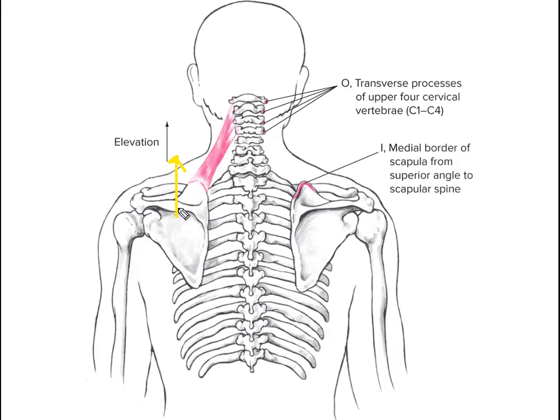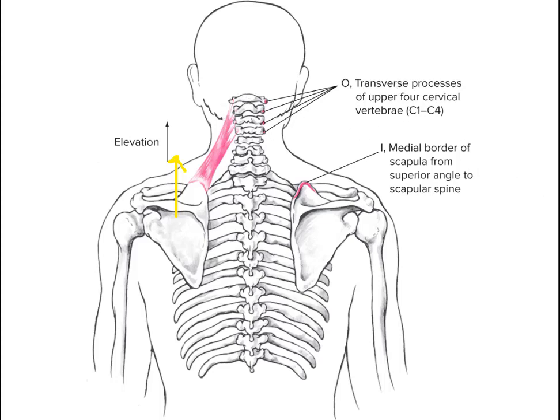But that's if the head is stable and the scapula is free to move. You're going to do that shrugging motion. So it's going to work in conjunction with the trapezius. So both the trap and the levator do scapular shrugging, elevation. But they also, because of their attachment on the spine and the skull, they can do cervical rotation.